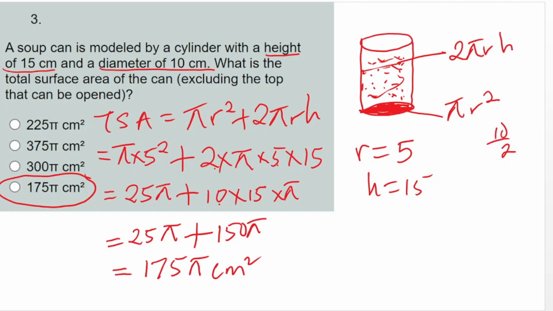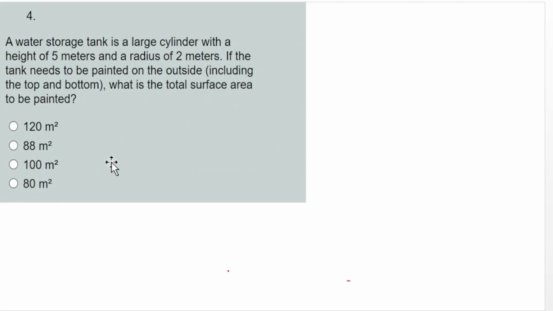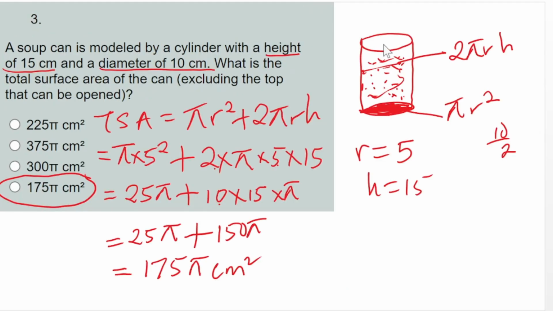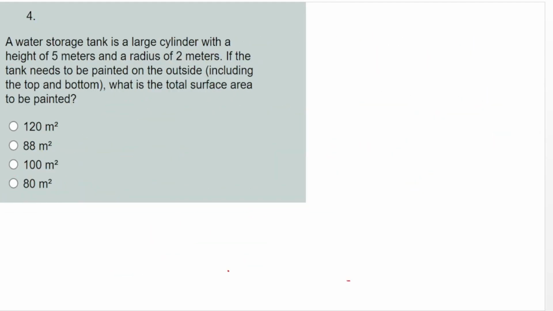So we'll move to the next question, number 4. For this question, we have a water storage tank, which is a large cylinder with a height of, just like the previous one, 5 meters and a radius of 2 meters. If the tank needs to be painted on the outside, including the top and bottom, what is the total surface area? So this one is the opposite, as we are painting both the top and the bottom.